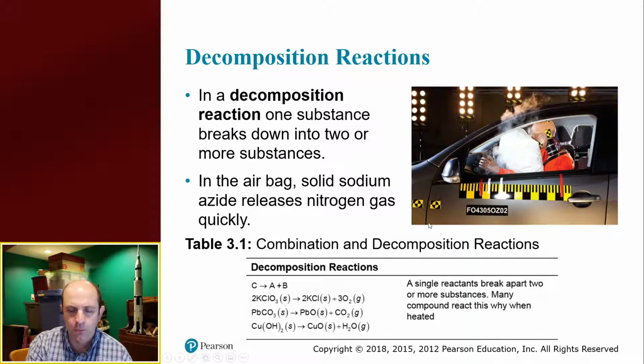So they only wrote out the one on that next slide, but go ahead, pause this and look at those patterns again. Chlorate to chloride, carbonate to oxide, hydroxide to oxide plus water. Just make sure you know those general patterns because they do come up as we go on.